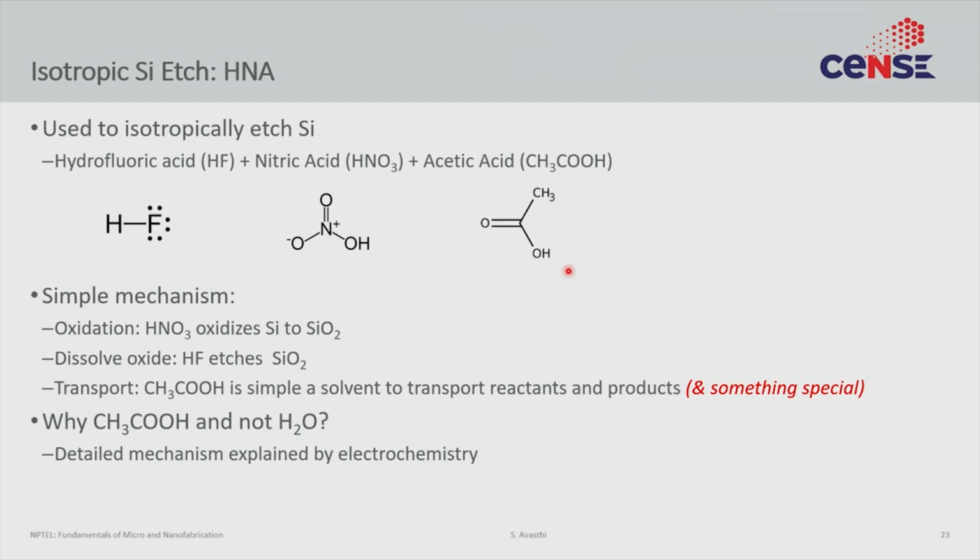The basic mechanism is fairly easy to understand. So, silicon is of course a reduced elemental semiconductor. You first oxidize it using HNO3 to silicon dioxide, and then this silicon dioxide gets etched with hydrofluoric acid to form a complex that we saw in the last lecture. And acetic acid is simply a solvent to transport the reactants and products away.